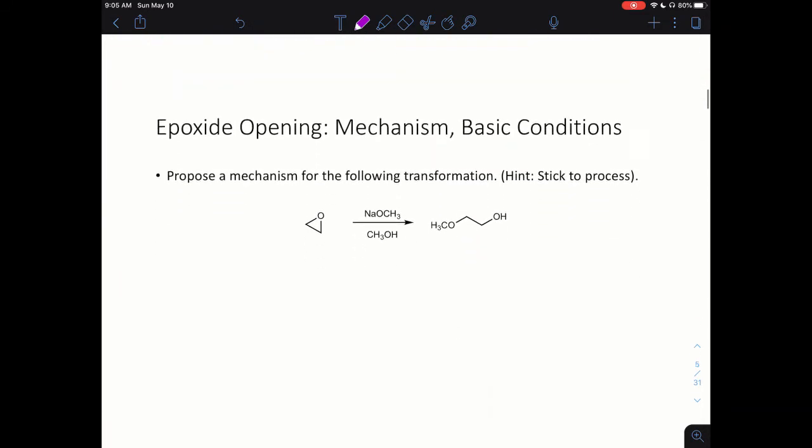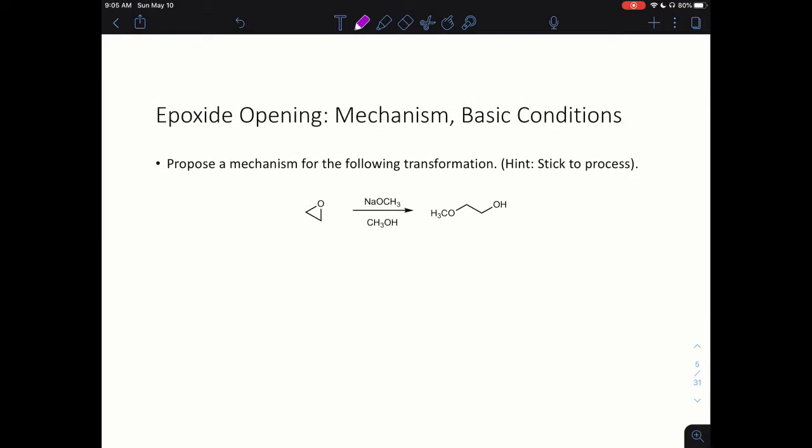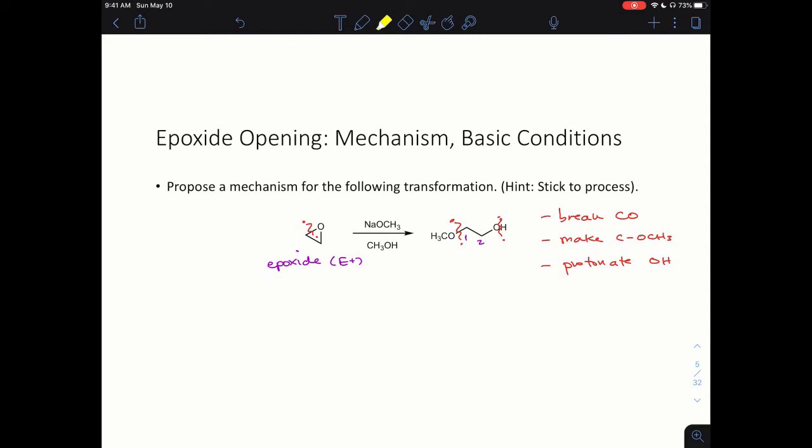Let's keep going. All right, let's take a look at this one. So I would like for you to propose a mechanism for this transformation. And I want you to stick to the process that we just employed. The same overall three things need to happen as in the previous example. The CO bond must be broken. It's not there anymore in the product, right? Then, I'm not trying to imply order, this CO bond must be made. And this oxygen-hydrogen bond must also be made. So we must protonate oxygen.